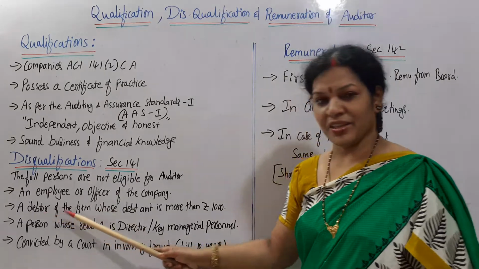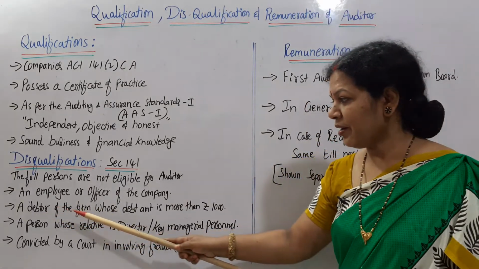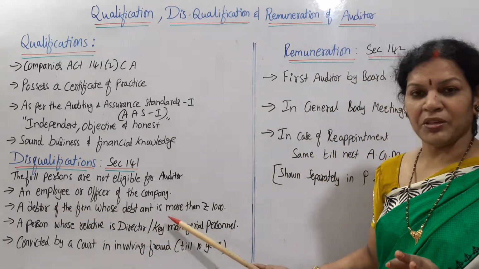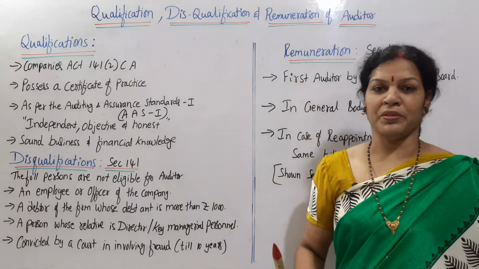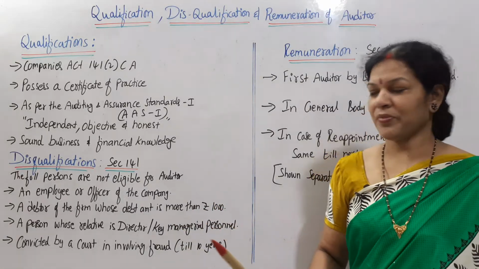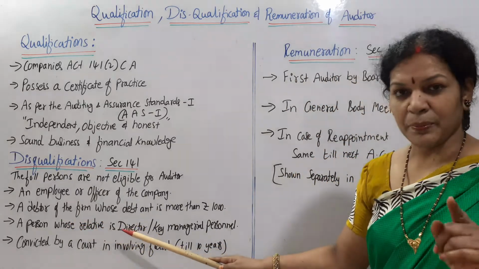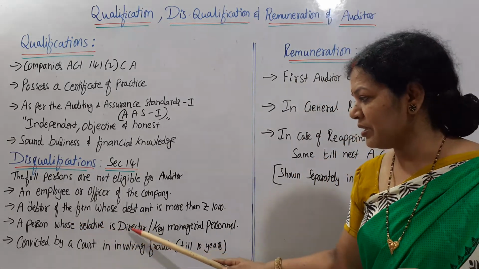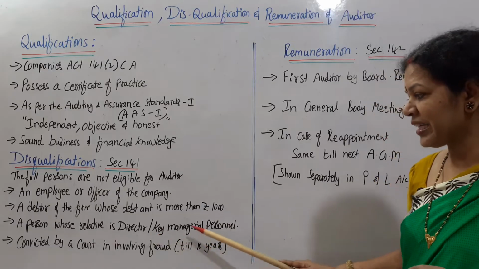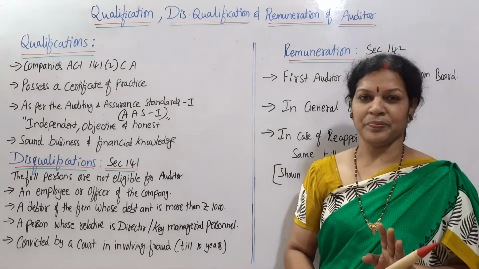This is the second rule. A debtor of the firm whose debt amount is more than 1000 rupees is not eligible. Third point, a person whose relative is a director or key managerial person.